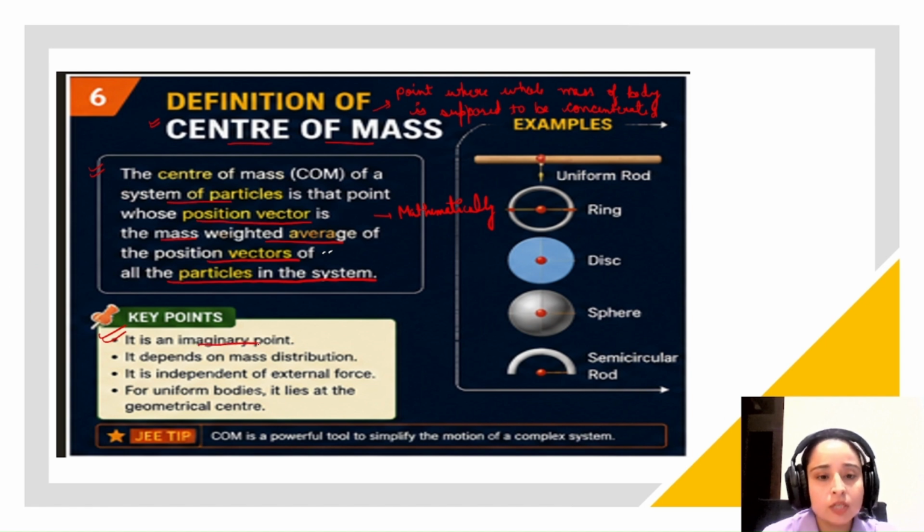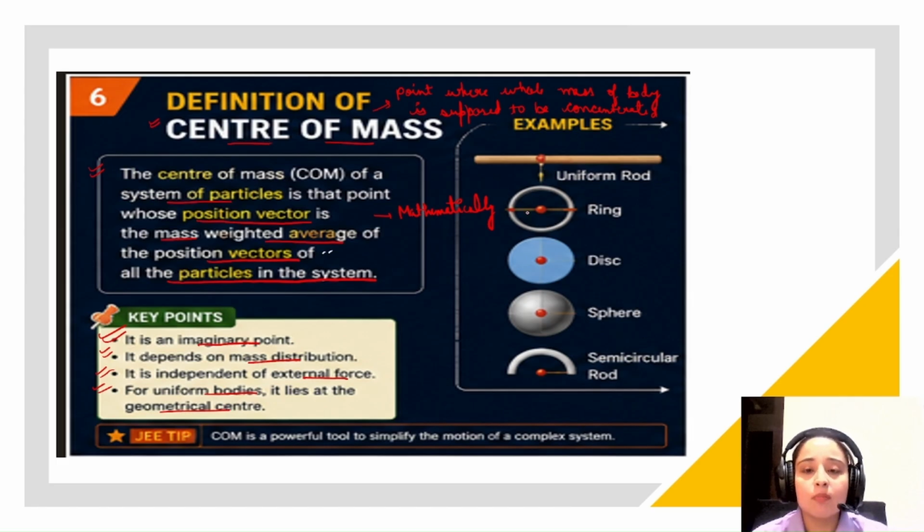What are the key points that you need to remember? It is an imaginary point, and it depends upon the mass distribution, which is very, very important. Of course, it is independent of external force. And lastly, for uniform bodies, it lies at the geometrical center.